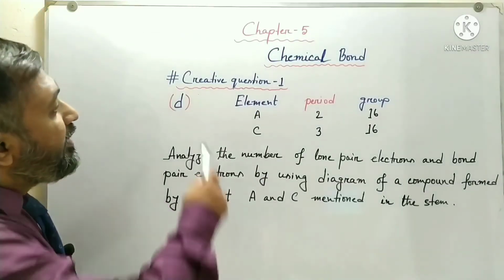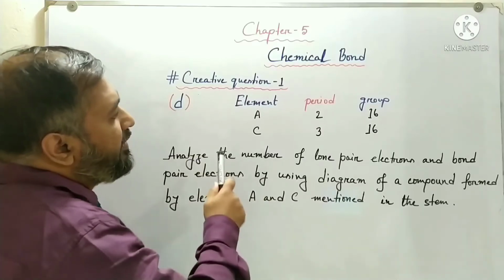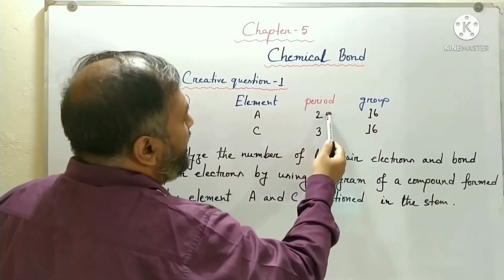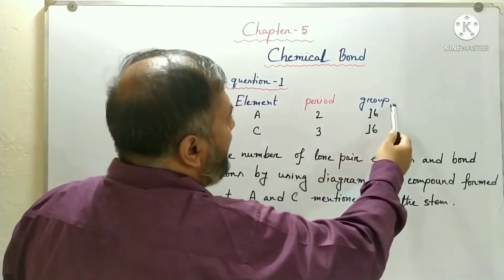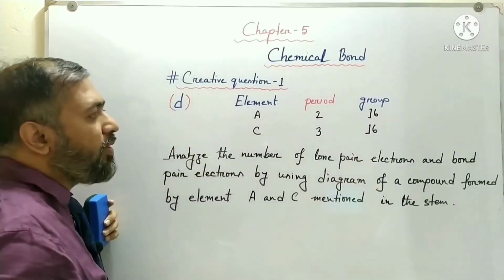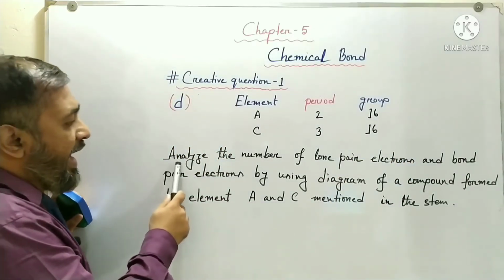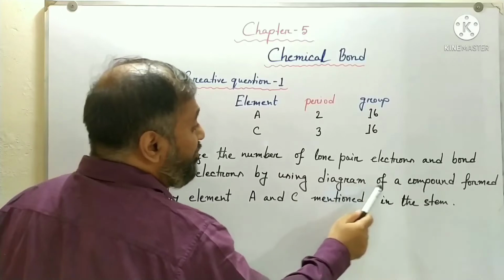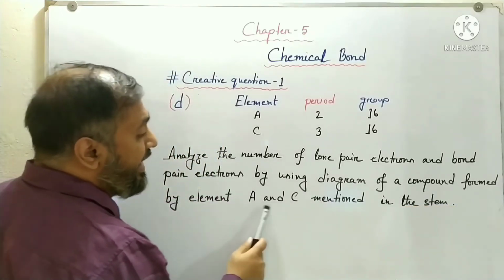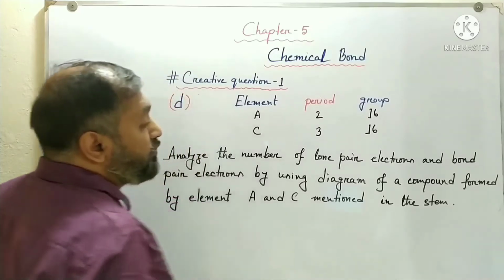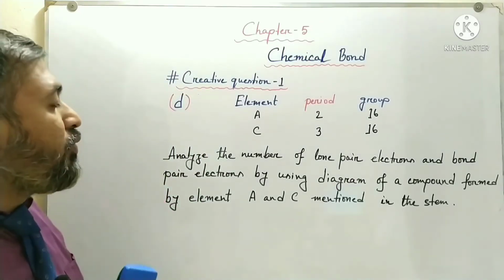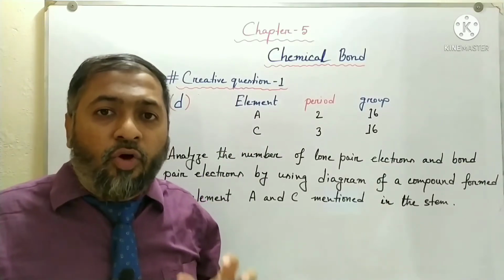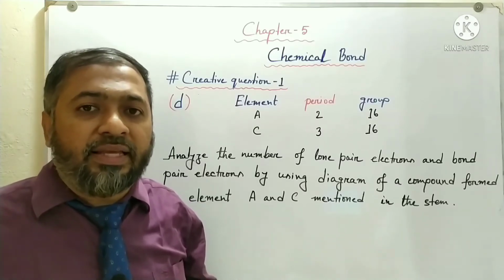Now students, come to creative question 1D. You can see the elements and their period and group numbers are provided here. For elements A and C, the period number is 2 and 3 consecutively, and the group number is 16 and 16. In both cases, their group number is 16. Now the question is, analyze the number of lone pair electrons and bond pair electrons by using a diagram of a compound formed by elements A and C mentioned in the stem. So we need to show a compound which is formed by these two elements A and C and show how many lone pair electrons and bond pair electrons are present in that compound.